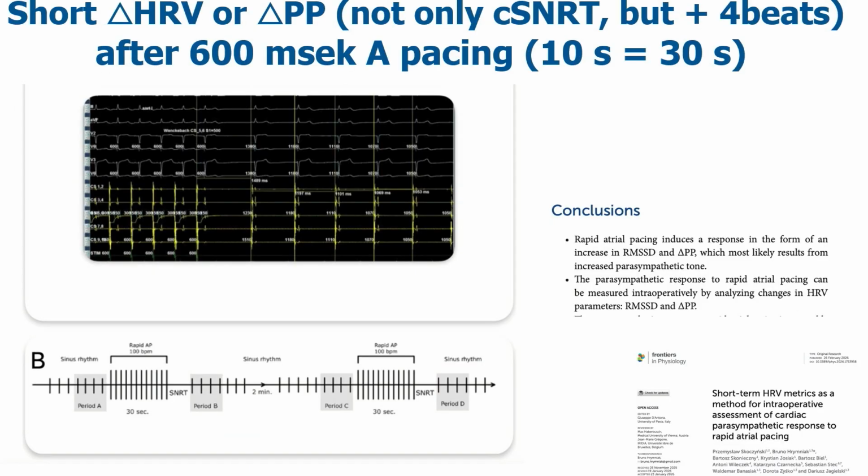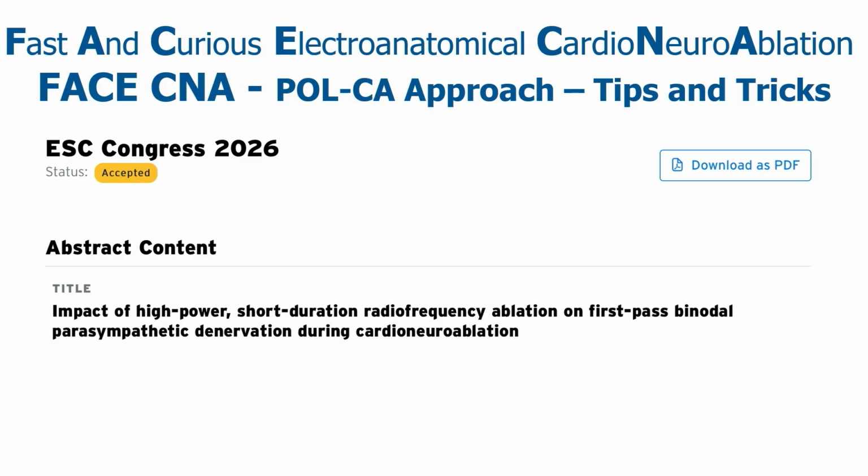And the second one is just assessing 600 millisecond pacing from the CS, where you can also see the high rate variability after the corrected sinus node refractory period, but also the stimulus to QRS, and then the variability of the P wave. We will see this during the live case presentation.